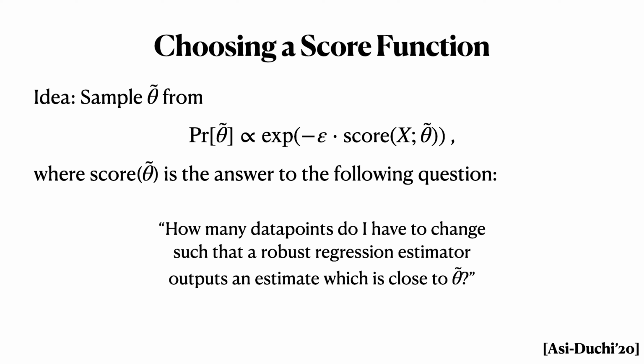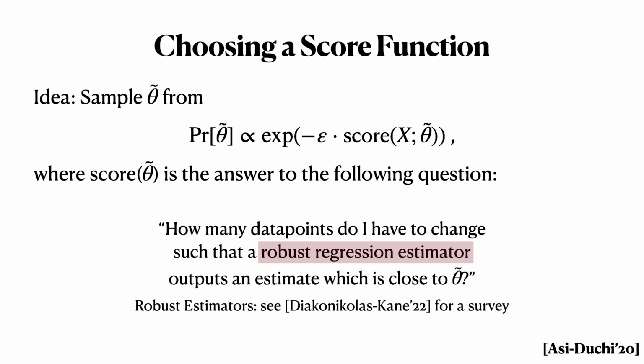Designing a score function is a bit of an art. To design a score function is to design a PRDP estimator. And in recent years, it turns out that a good choice of score function is the answer to the following question: how many data points do I have to change such that a robust regression estimator outputs an estimate which is close to theta tilde? Similar choices of score function have been used in several prior works, and this score function is also sometimes called the inverse sensitivity mechanism. Note here that the choice of a robust regression estimator is what makes this mechanism accurate.